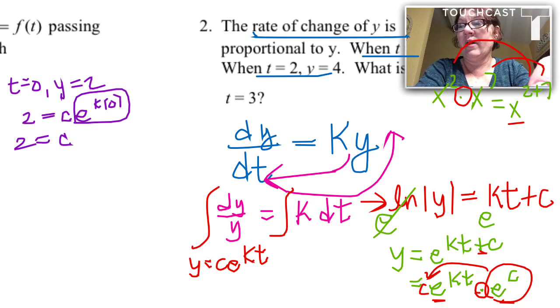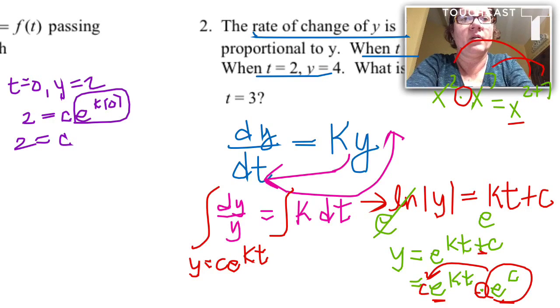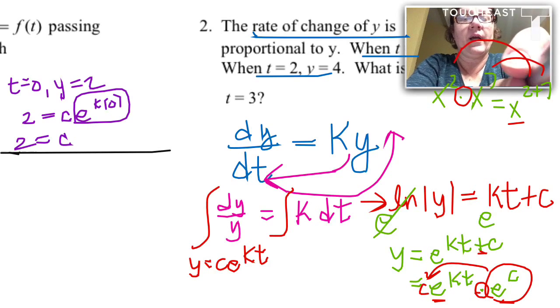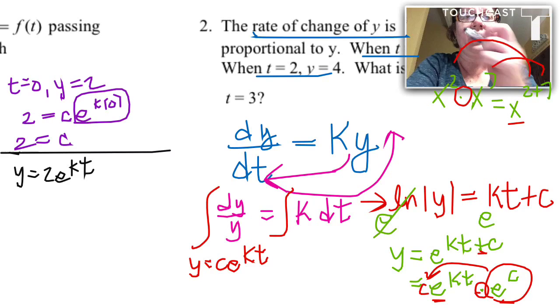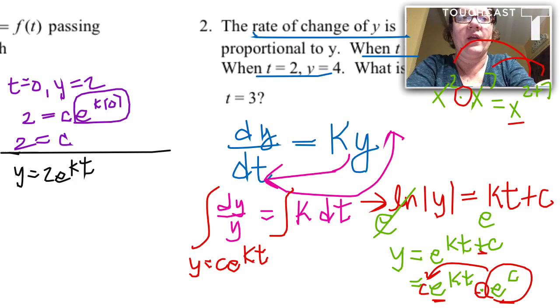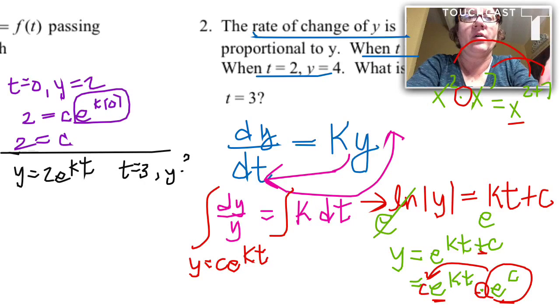And then I want to figure out what y is. Oops, what happened here? So now I know that y equals 2e to the kt, and I'm still trying to figure out what y is when t is 3. And so I go, okay, so wait, if t is 3, what's y? Oh, I still don't have enough information. I would need to solve for another variable, that being k.